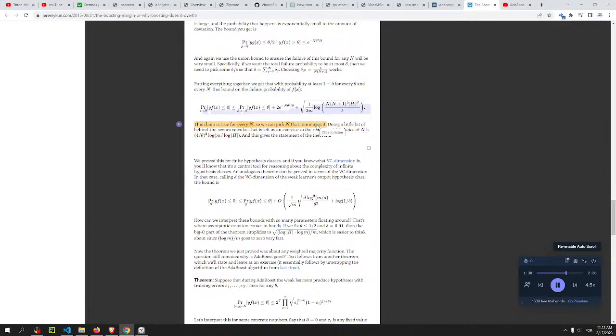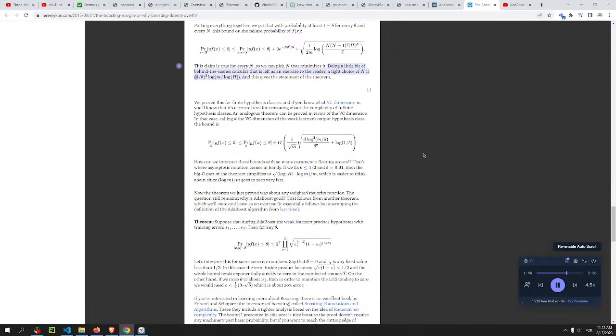The probability that yf(x) is less than or equal to 0 is less than or equal to p. This claim is true for every n, so we can pick n that minimizes it. Doing a little bit of behind the scenes calculus that is left as an exercise to the reader, a tight choice of n is 4/theta^2 times log m / log h.